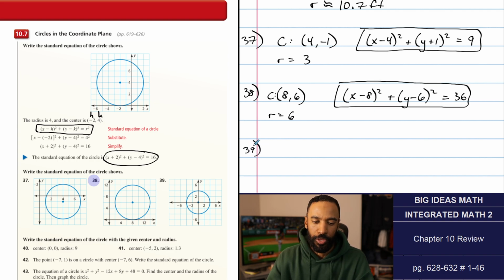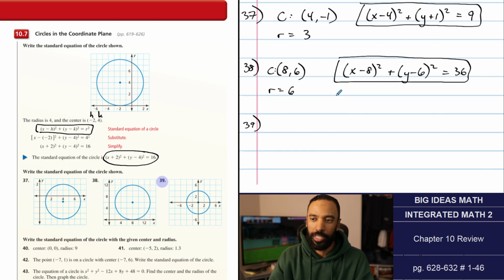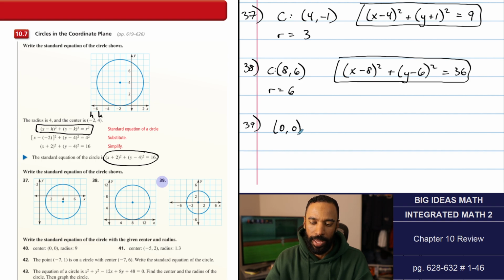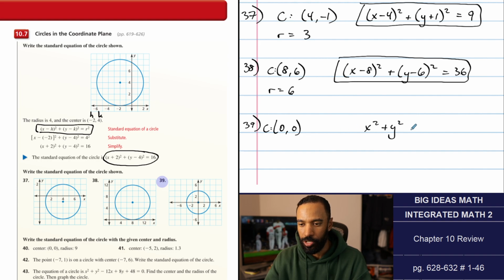Last one of that set, number 39. This center is at the origin of the circle, so the center is 0, 0. So there's nothing to subtract from x and y. When we end up writing this part out, the center, we'll just write x squared plus y squared. That's the simplified version of it, equals.